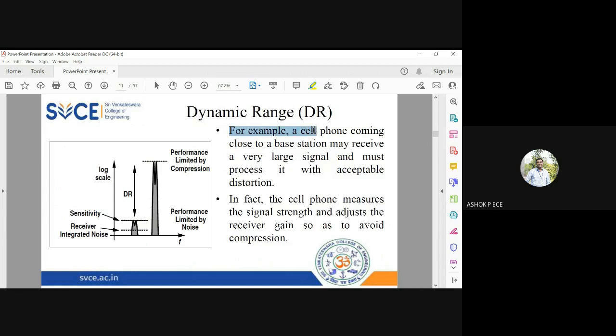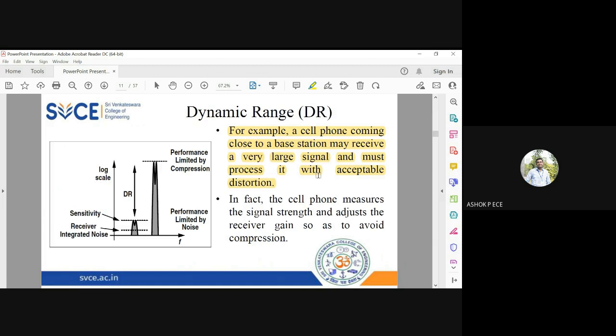For example, a typical example you might have encountered is a cell phone. When you are close to the base station, the signal range is very good. So all the signal bars in your phone, everything will be shown. That is the maximum power your cell phone can operate.